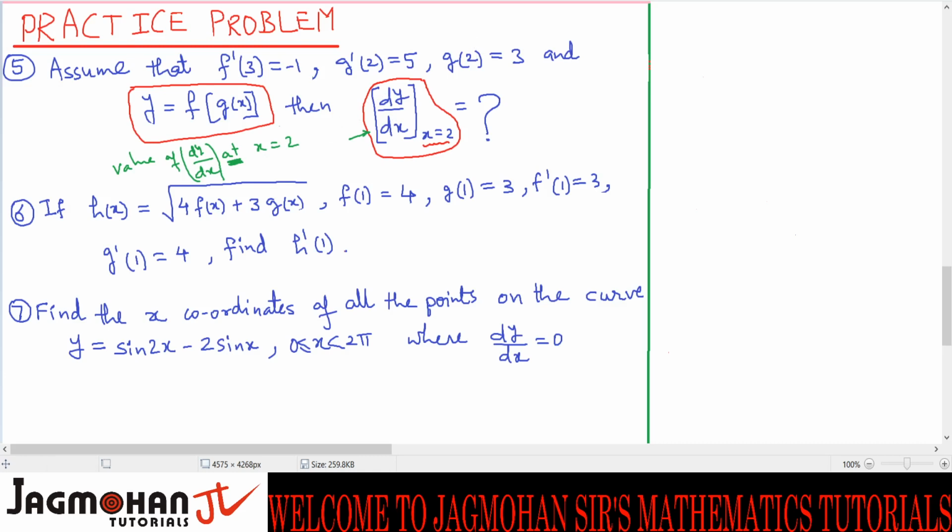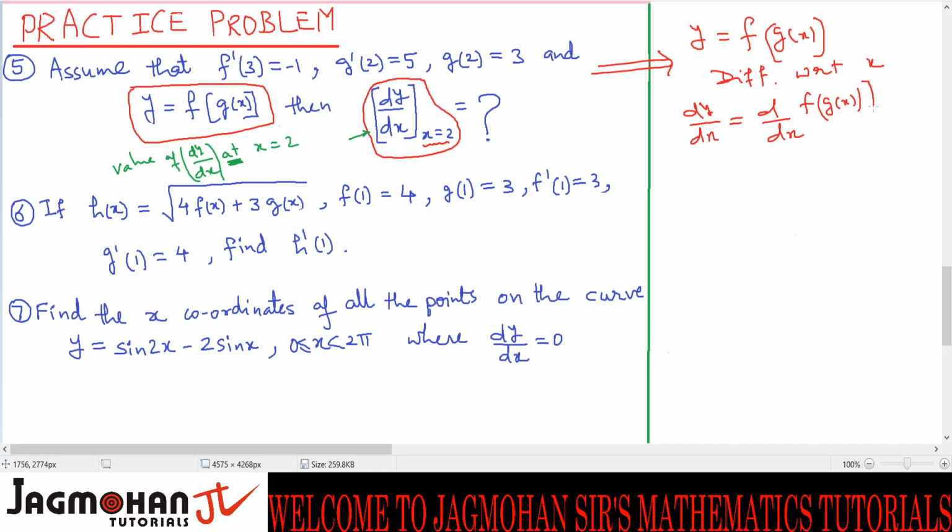The procedure will be, we are given y equals f of g of x. So I give you a hint, y equals f of g of x. The first step is to find the derivative of y with respect to x. So I will differentiate both sides with respect to x. I will get dy by dx equals d by dx of f of g of x.